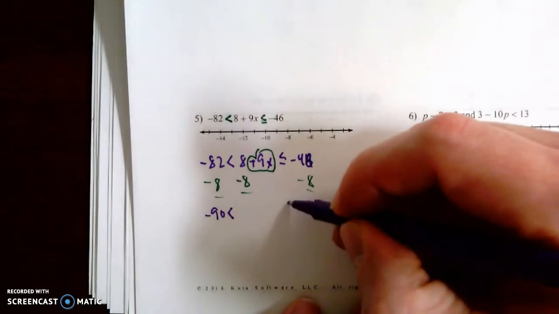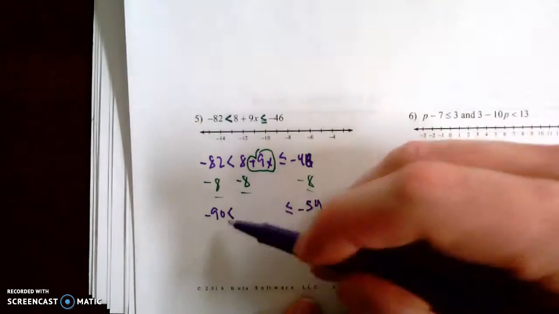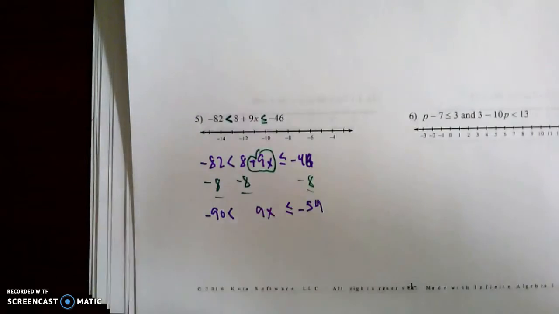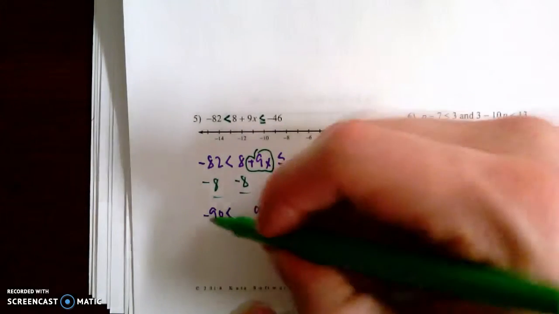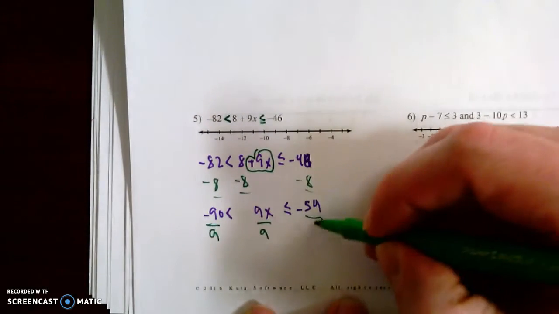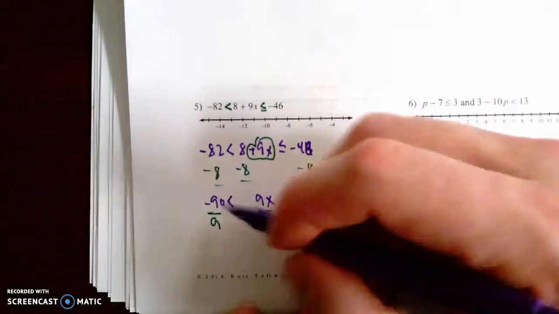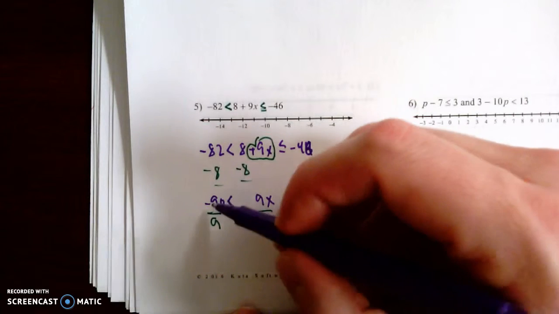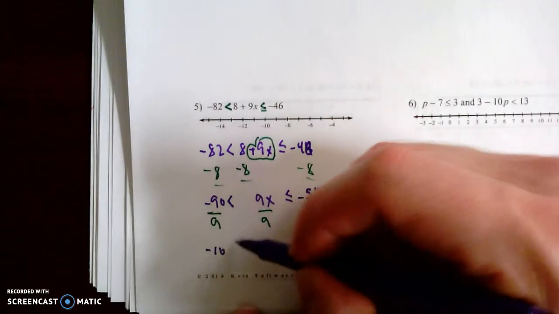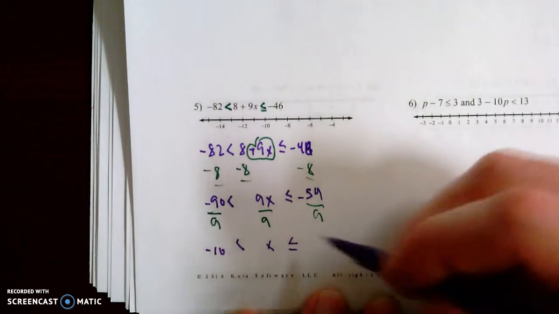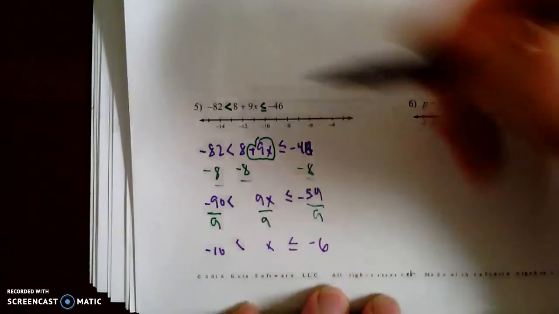We still have our two inequalities, and in the middle we have 9x. Now, to get the x by itself, we divide by 9, so we do the same thing over here and over here, again essentially doing two inequalities at the same time. So this is negative 10 less than x, less than or equal to negative 6.